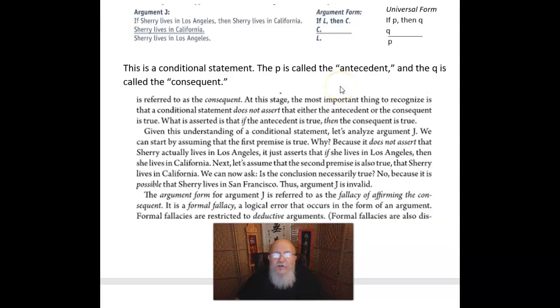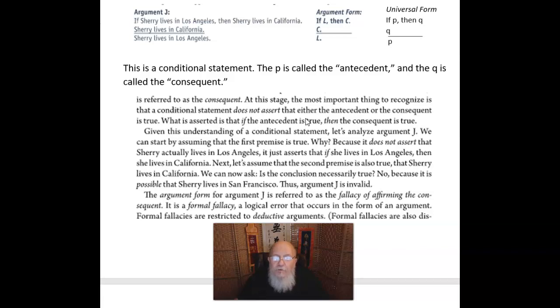We can start by assuming that the first premise is true. Why? Because it does not assert that Sherry actually lives in Los Angeles. It just asserts that if she lives in Los Angeles, then she lives in California. Now let's assume the second premise is also true, that Sherry lives in California. We can now ask, is the conclusion necessarily true? No, because it's possible that Sherry lives in San Francisco. Thus, argument J is invalid.